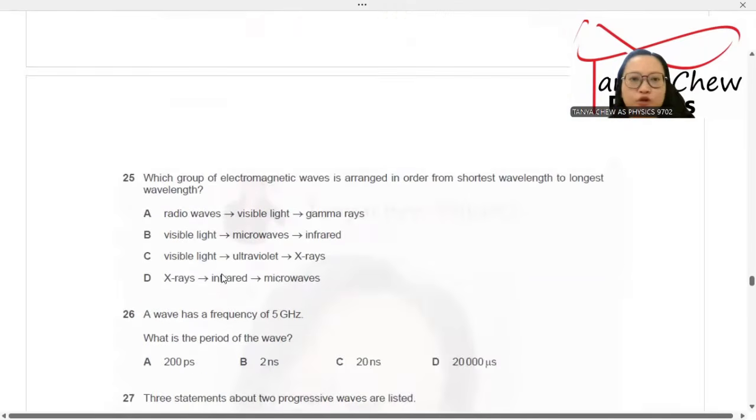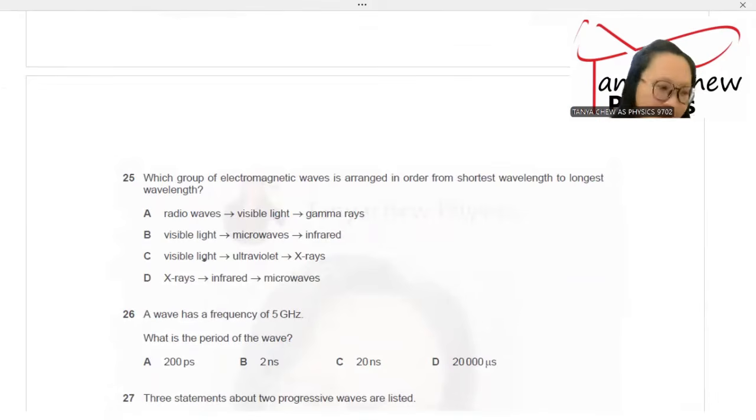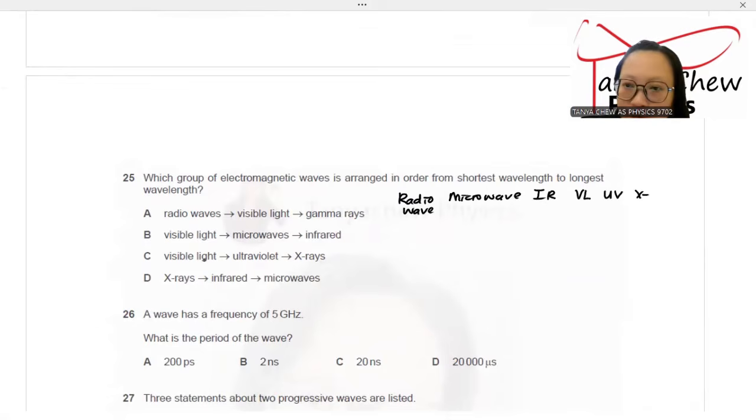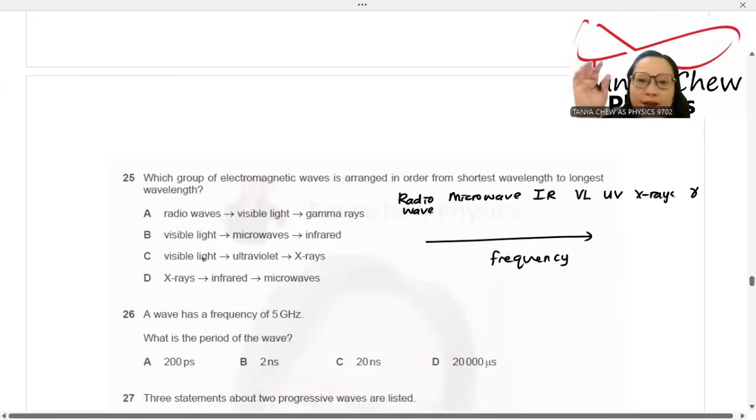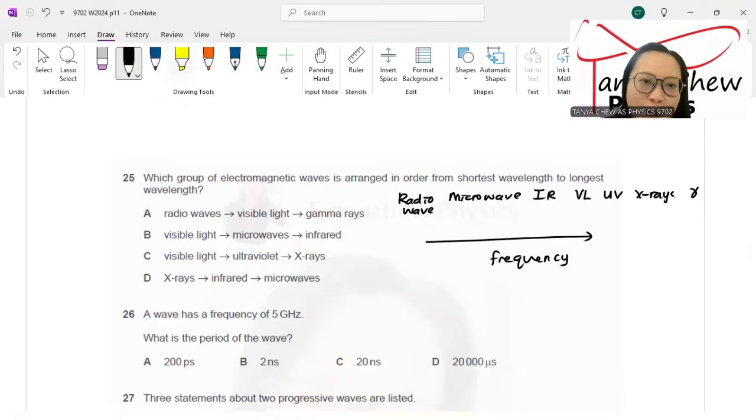Number 25, which group of electromagnetic waves is arranged in order from shortest wavelength to longest wavelength? If you memorize this, I have already memorized. Start with the radio wave, microwave, infrared, visible light, UV, ultraviolet, X-rays, and gamma ray, right? So increasing frequency. Once they want the shortest to longest wavelength, I have to do it in the opposite manner. Radio wave has the longest wavelength.